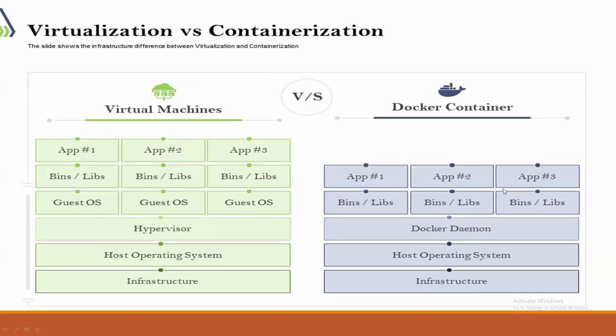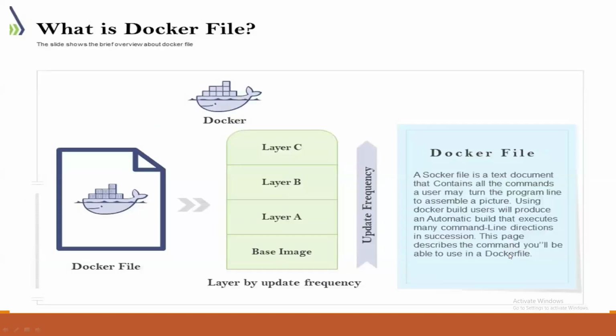So virtualization versus containerization. With virtual machines, you have infrastructure, host operating system, and hypervisor. We install the hypervisor, such as OVM, Oracle VM. Then you install the guest OSs, then you install the libraries, meaning software, then you deploy the application. But with containers, you have infrastructure, host operating system, and you can run the Docker daemon. You can run it as a container, guys.